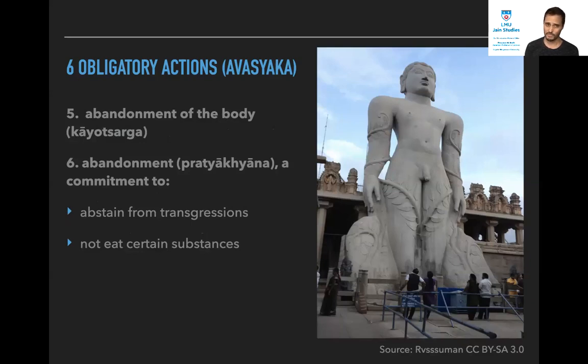The first of those, number five, abandonment of the body, is also known as kayotsarga, which comes from kaya, body, and utsarga, to transcend or go beyond or rise above the body. One of the most famous examples of kayotsarga is the statue of Bahubali found in various parts of India, especially in Shravana Belgola, as we saw in a previous lecture, that is every 12 years anointed for the equanimity and the liberation that it represents, and the potential for human liberation that it presents.